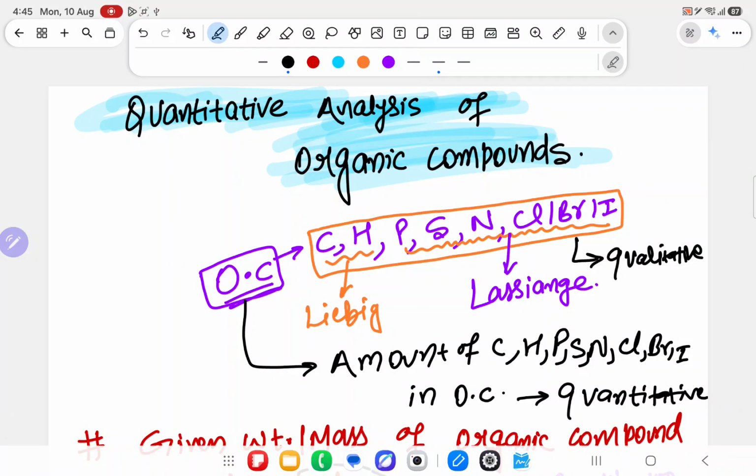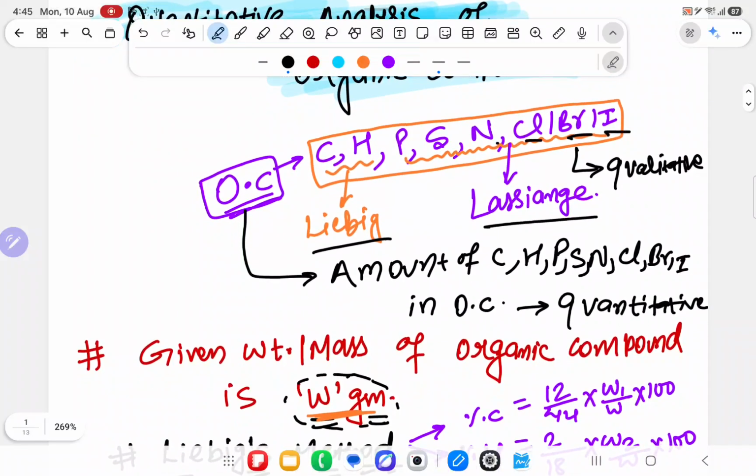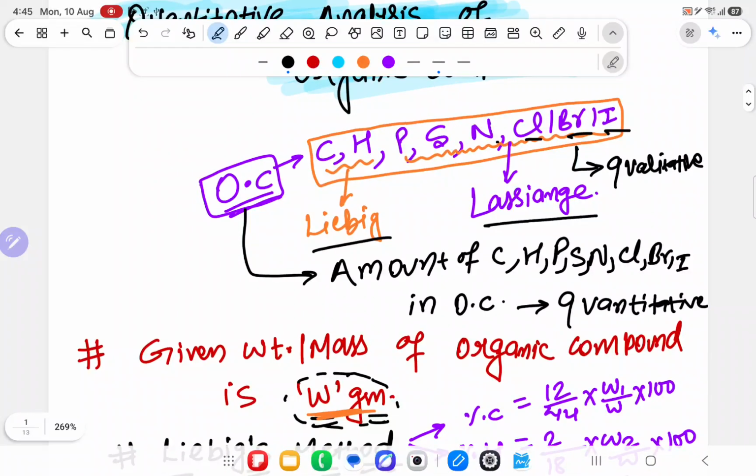First I have told you that there are two parts: quantitative analysis and qualitative analysis. In qualitative analysis, in the previous video, I taught you the Liebig method and the Lassaigne method to identify whether the organic compound contains carbon, hydrogen, phosphorus, sulfur, nitrogen, chlorine, bromine or iodine or not. Now we are going to find the amount. What is the amount of that?